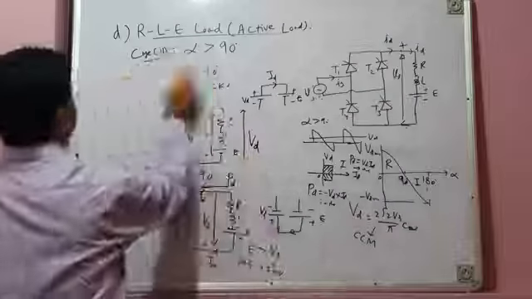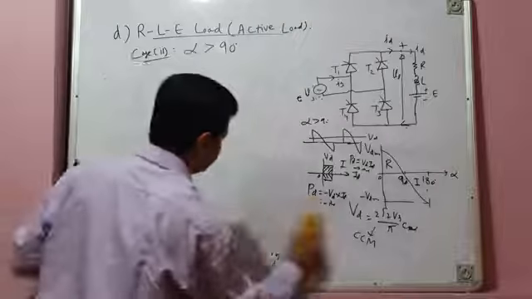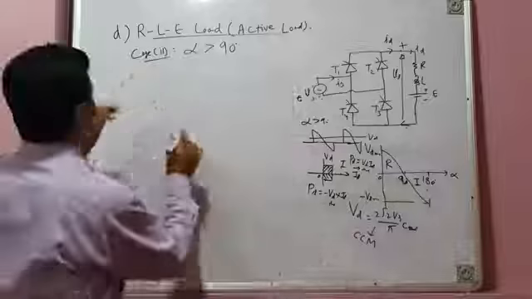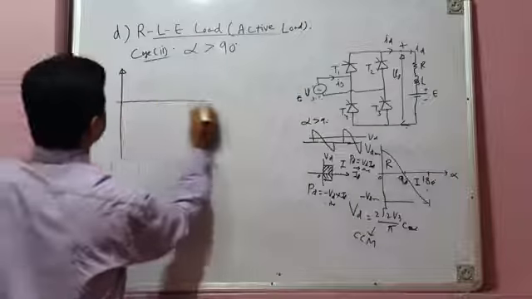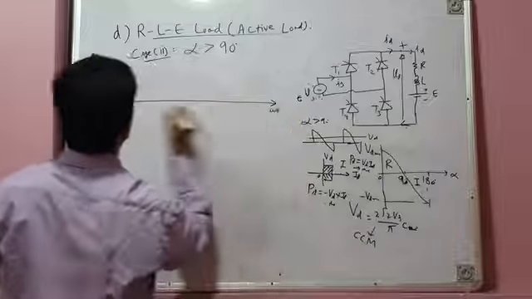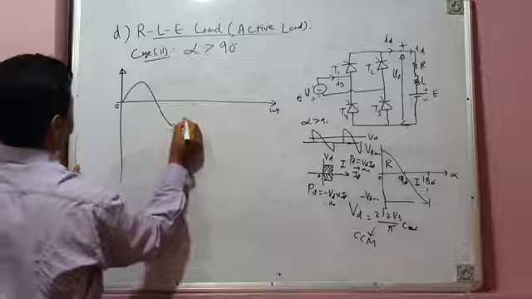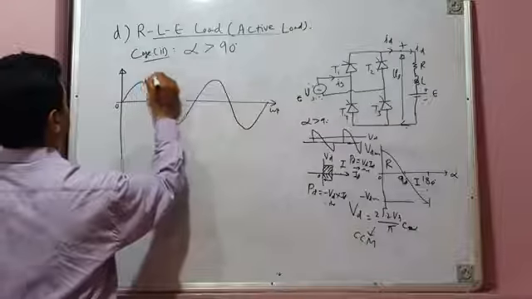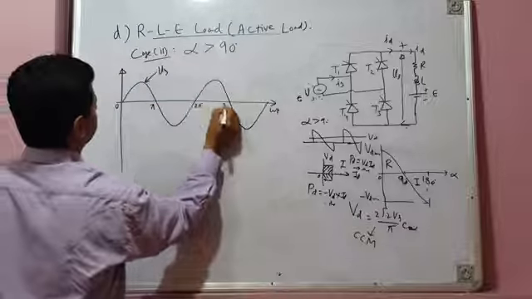So therefore, let me draw various waveforms for your reference. For alpha greater than 90 degrees, the waveforms will be like this. Very interesting to see these waveforms. This is your source voltage waveform, Vs, pi, 2 pi, 3 pi, and so on.